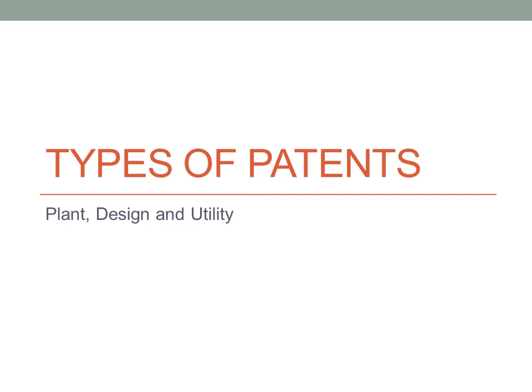Plant patent is available to those who invent, discover, or asexually reproduce any distinct and new variety of plant. Design patent protects new, original, and ornamental design for an article of manufacture that results from a manufacturing process. It doesn't contain moving parts. It protects the visual appearance of a product as a whole. An example of this would be the sole of an athletic shoe.